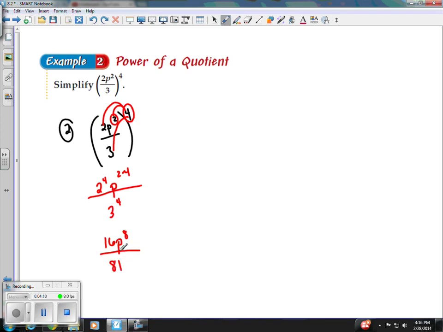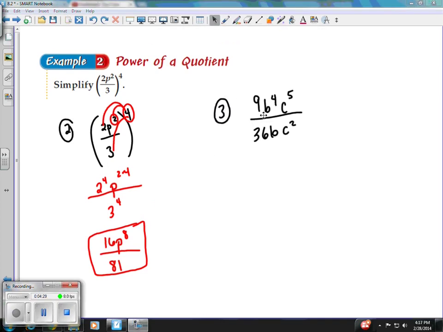So then we look and we want to always check this last step to see if 16 over 81 can simplify. It can't, so that's our answer. That's as far as we can go. And one more for division.